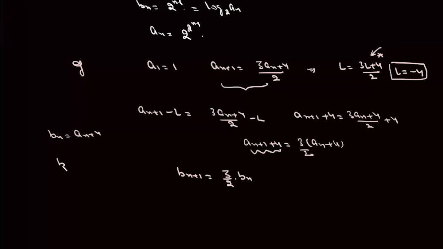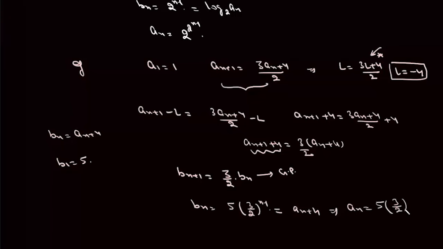Now a1 is 1, that means b1 is 5. Now this is nothing but a GP. So this b_n will be 5 into (3/2) to the power n minus 1, and b_n is nothing but a_n plus 4. So we can write this as a_n equals 5 into (3/2) to the power of n minus 1, minus 4.